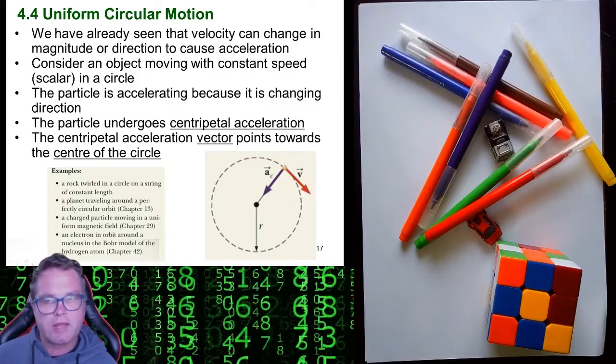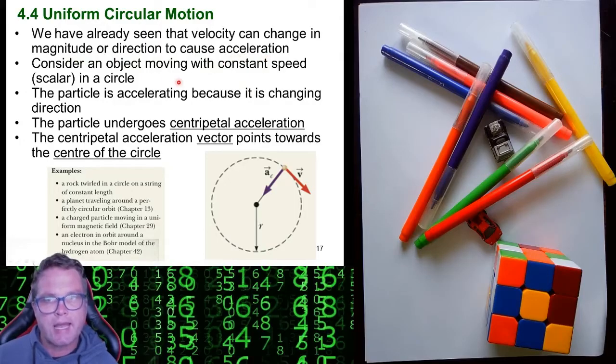Some examples provided here: a rock twirled in a circle on a string with constant length. That might be like someone using a slingshot, like David and Goliath. A planet moving in a perfectly circular orbit. Perhaps the planet is moving around, say, the sun in a perfectly circular orbit. A charged particle moving in a uniform magnetic field, or perhaps an electron orbiting a nucleus, moving in a circle around the nucleus.